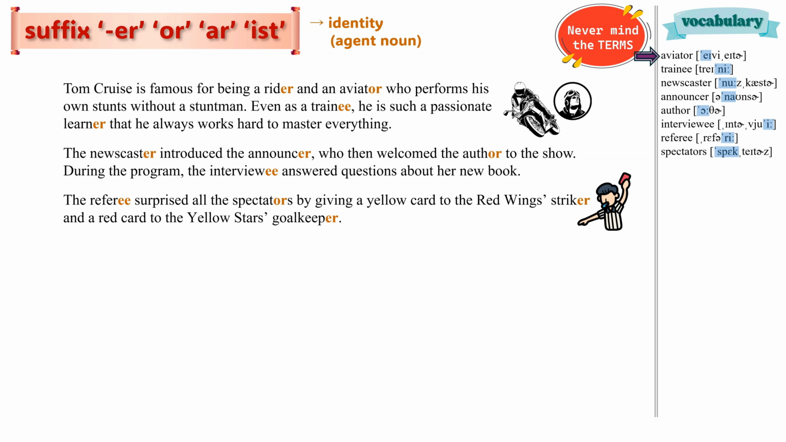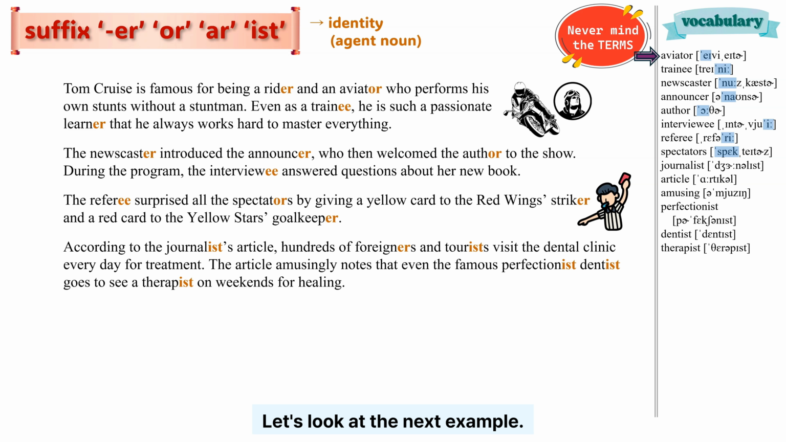The referee surprised all the spectators by giving a yellow card to the Red Wings striker and a red card to the Yellow Stars goalkeeper. Let's look at the next example.